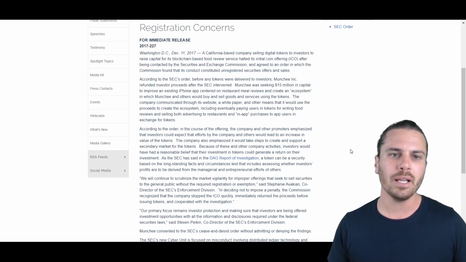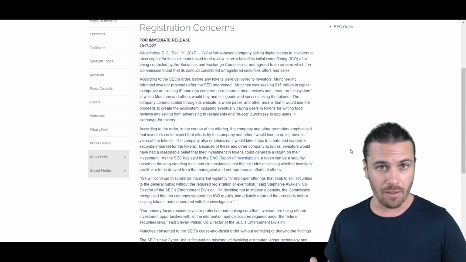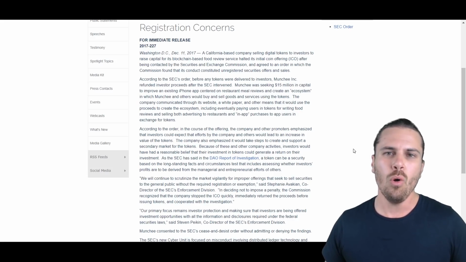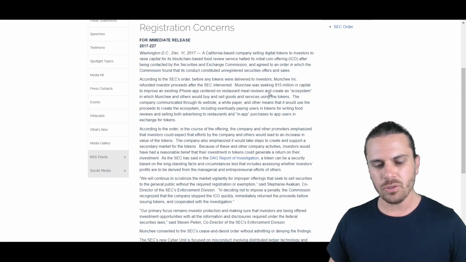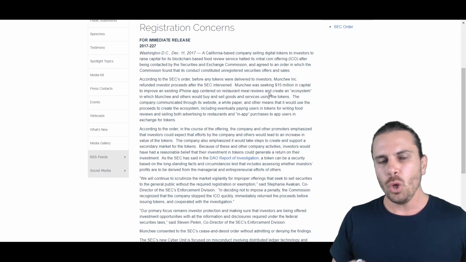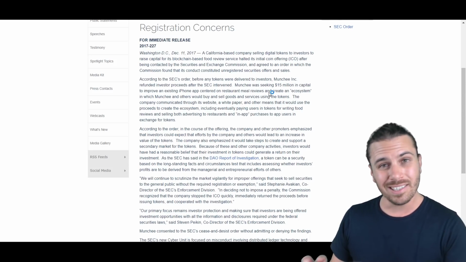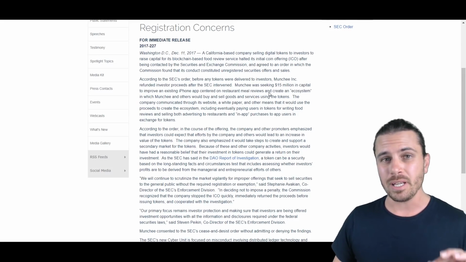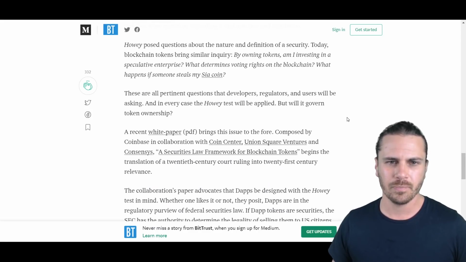So this is becoming more and more prevalent, and the SEC and other government bodies around the world will start to be looking into these more and more. So it's really interesting, and it's also important to consider this not only for ICOs but for existing companies as well, because existing companies could still be looked into based on this.